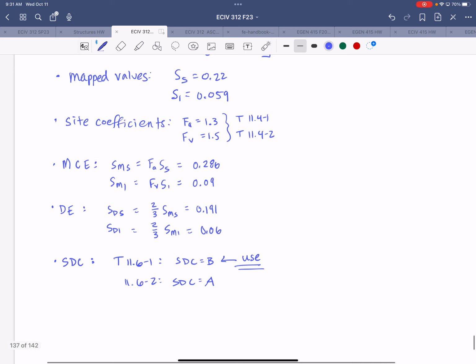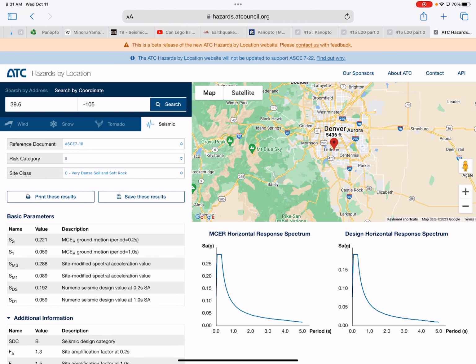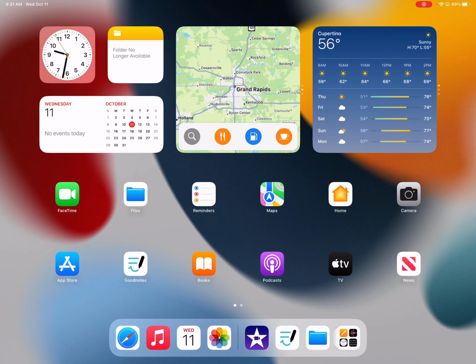All right, so at this point, let's quickly go back and check that website. We got a design earthquake, SMS 0.191, SM1, or SDS and SD1 here, 0.19 and 0.06. So what did we see for SDS? 0.192 and SD1, 0.059. So we got it right, a little bit of rounding error involved, but pretty close.